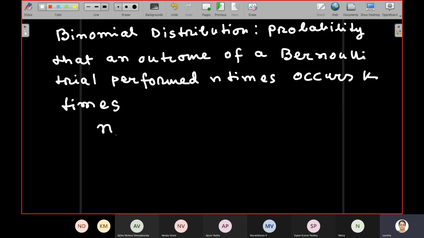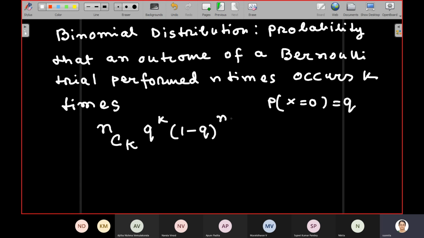So we have N choose K possible combinations, right? And let's say we are interested in x equal to 0 and the corresponding probability is Q. So Q occurs K times, and then 1 minus Q must have occurred N minus K times. So this is the probability that that particular outcome occurs K times out of N experiments.